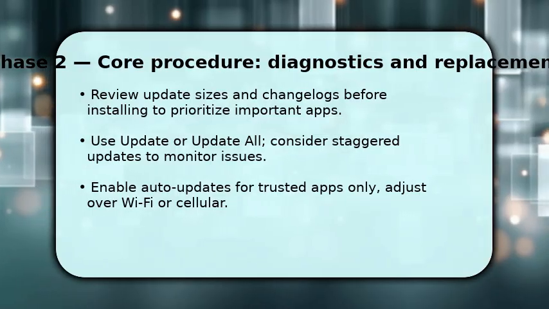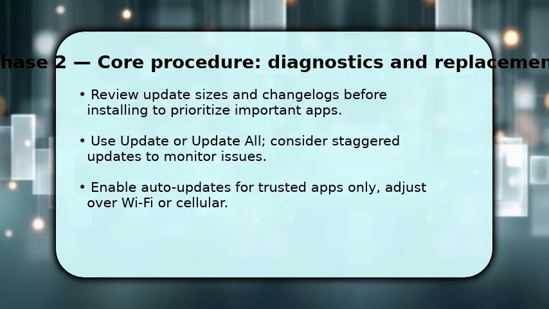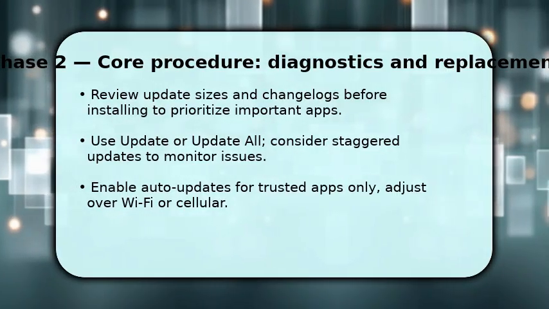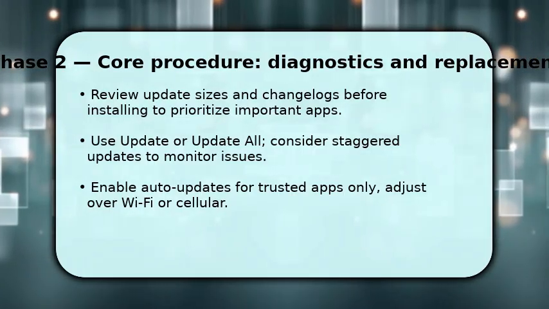To reduce manual work later, toggle Auto Update for apps you trust, and specify Wi-Fi only if you want to save cellular data. Make sure automatic installs won't occur while you need uninterrupted use.